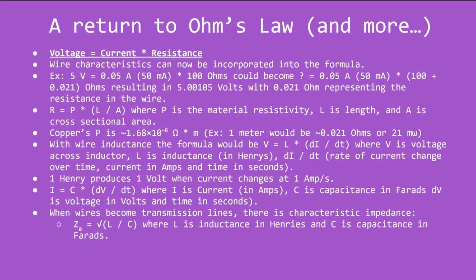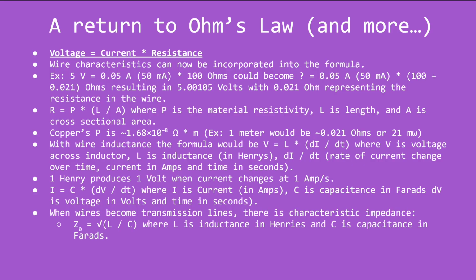All right, so let's return to Ohm's law and some stuff we covered in earlier videos and see how all of this new information might affect things. Now, a reminder: Ohm's law is that voltage equals current times resistance. We can now factor in the wire characteristics to be incorporated into that formula. So if we had 50 milliamps and 100 ohms, we'd get 5 volts. Now we can add 21 milliohms to that equation and we'll still get roughly 5 volts, but it'll actually be 5.00105 volts.